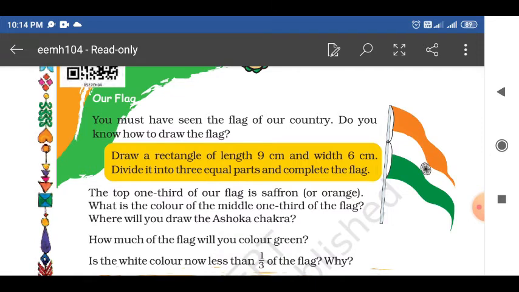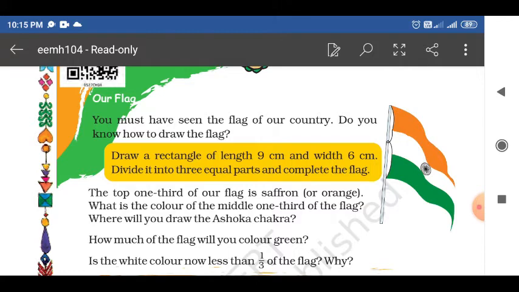Let us see. Draw a rectangle. First you have to draw a rectangle of length 9 centimeters. Length is 9 centimeters and width. Width means breadth. Breadth is 6 centimeters. Divide it into three equal parts. See how many equal parts in our flag? There are three equal parts, and complete the flag.